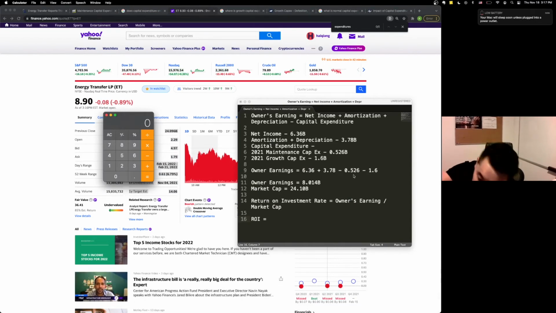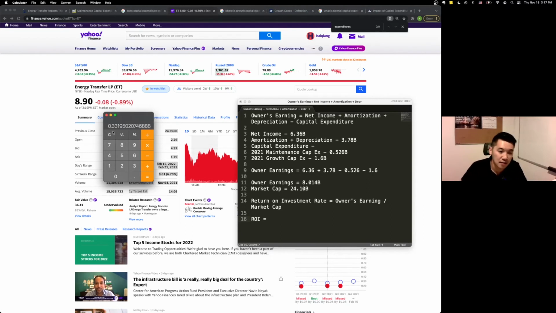Oops, let me charge my Mac. So 8.8 divided by 24.10. This is approximately 33%. This is ridiculously high. This is why I haven't bought a lot of ET lately. Normally, I'll be happy with an ROI of like 15%, depending on the business.